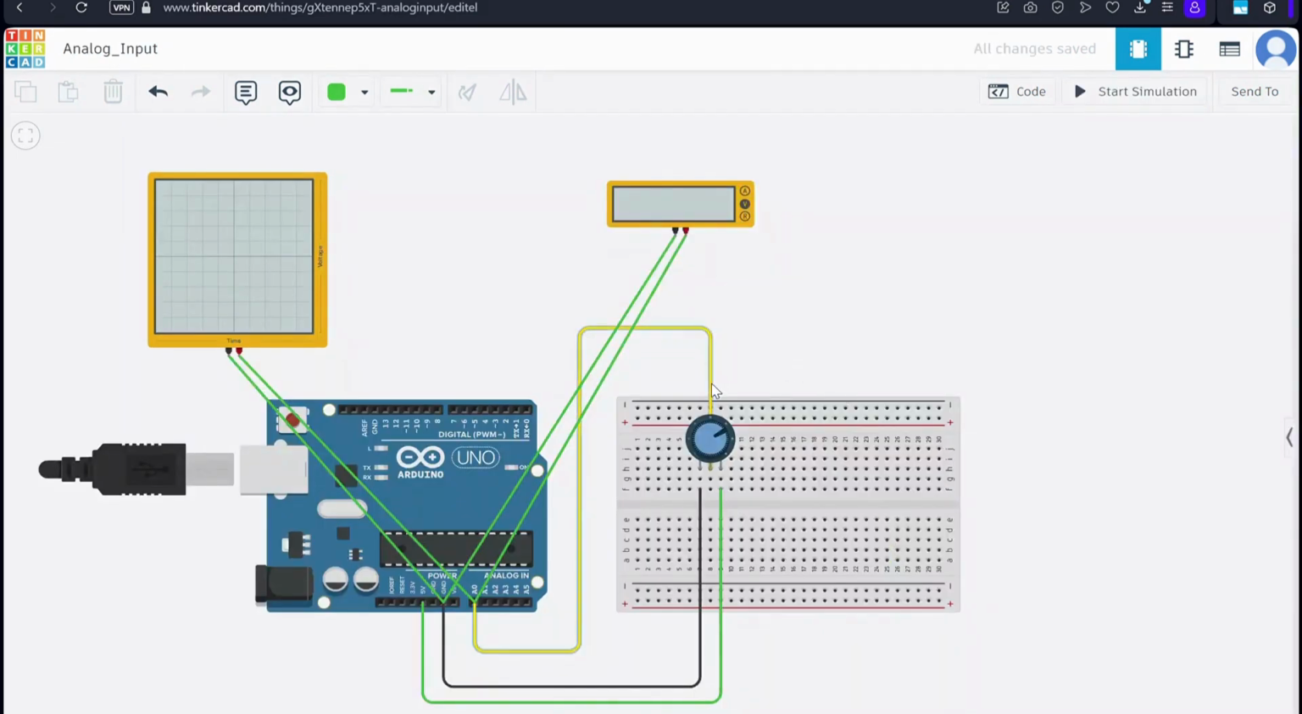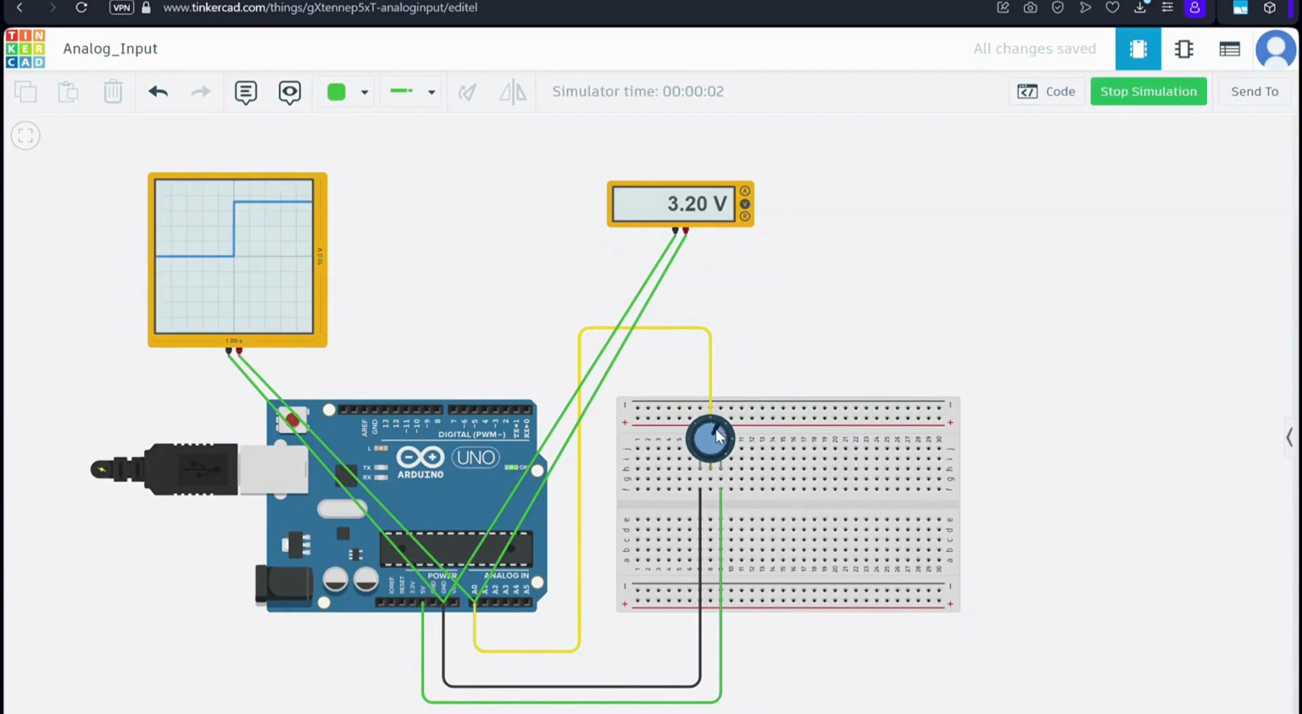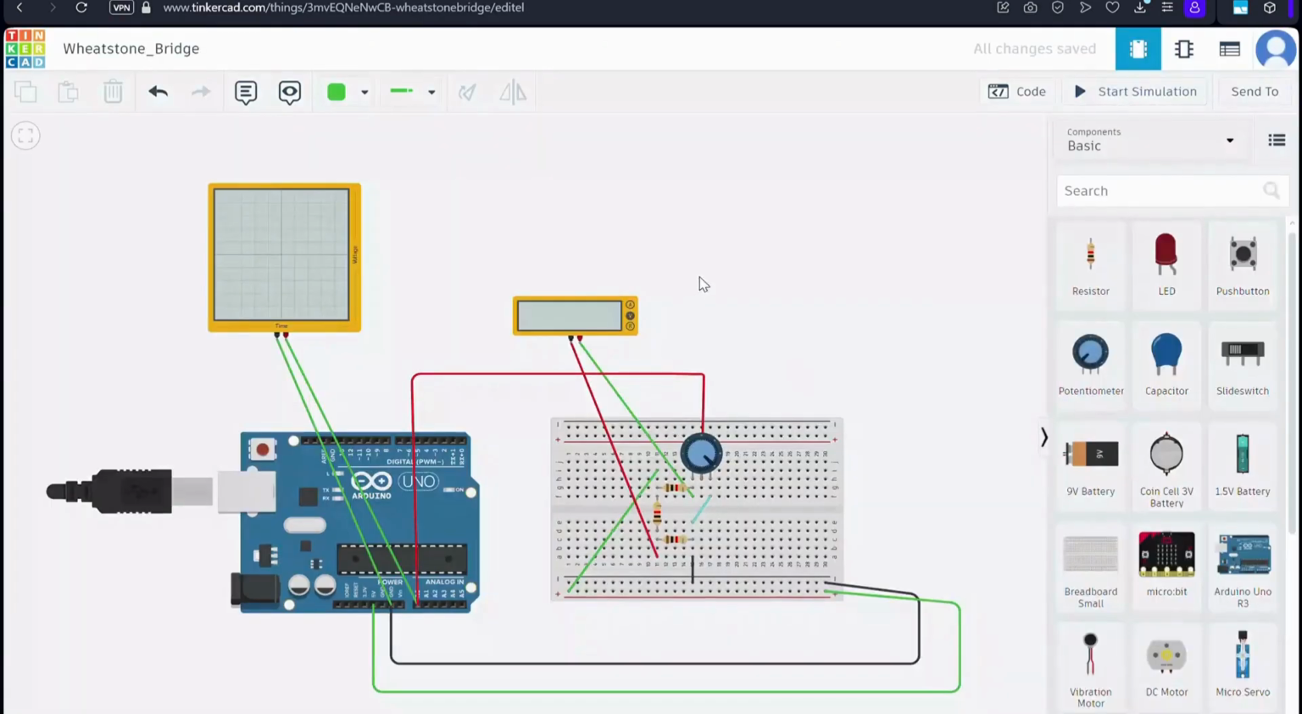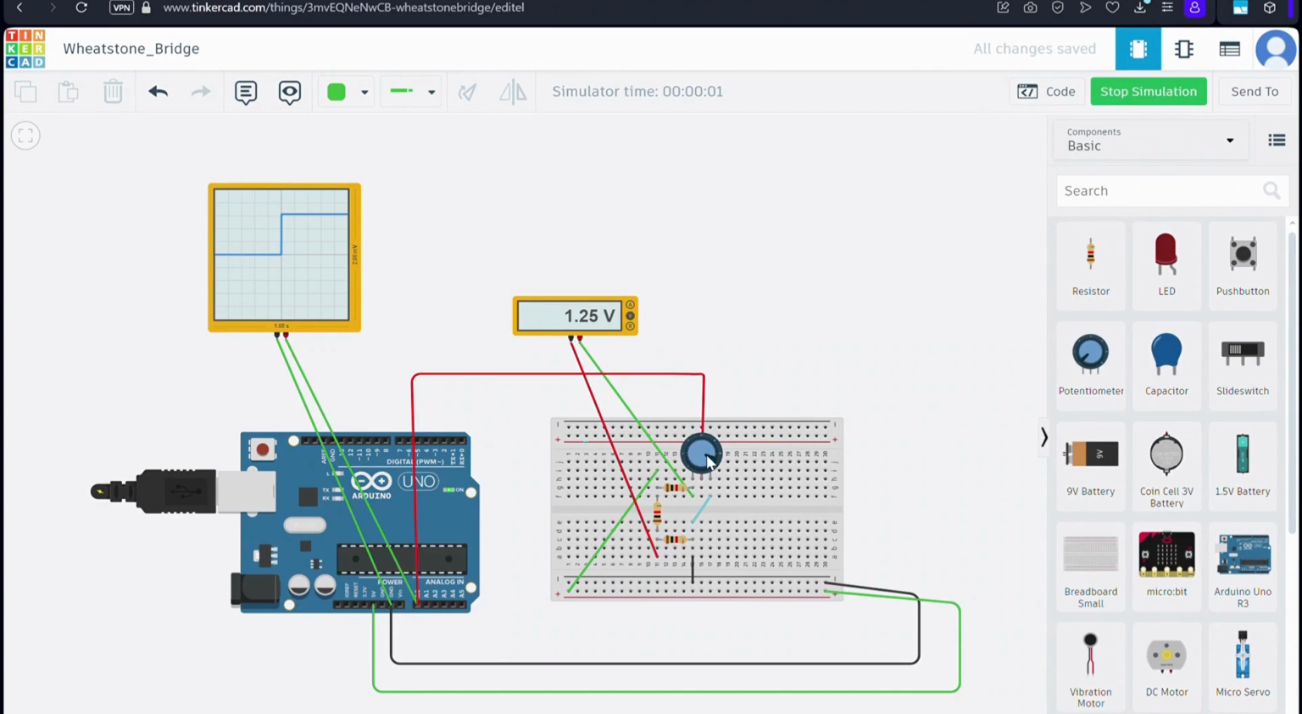And then here, when we do it in an analog input, we have a potentiometer and we can change the input like this. That's how our signal changes as well. And finally, we have our Wheatstone bridge, and this is the one that you saw in the picture of the oscilloscope, the real picture. This is how it would look like in a simulation, for example.